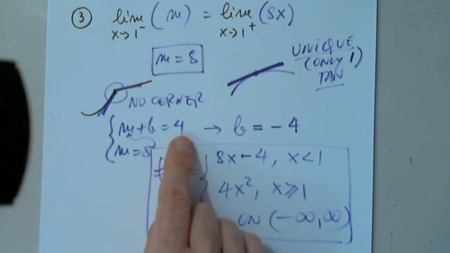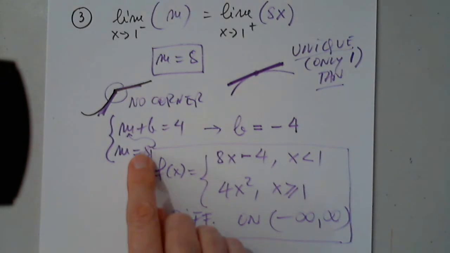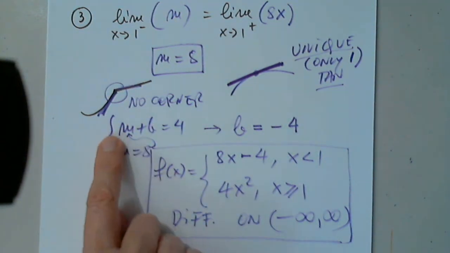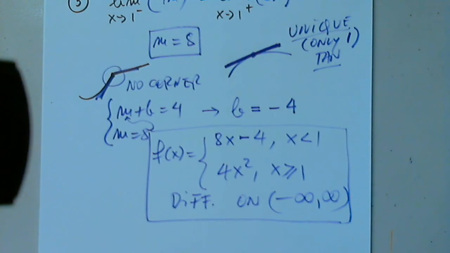So then m plus b equals 4 from continuity. And from differentiability, m must equal 8. Then I replace m by 8, move 8 to the other side, and I get b equals -4, and these are the two branches.